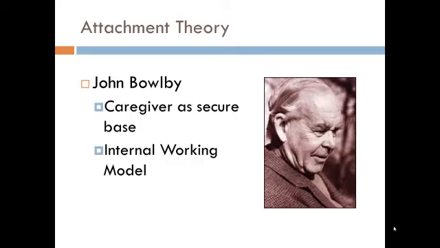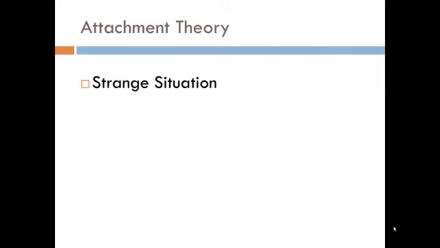Babies who have their needs met quickly and appropriately are going to develop an internal working model where they can trust other people and feel safe with them. A baby whose needs aren't met is going to develop an internal working model where they feel mistrustful of other people and that they don't feel safe with them. So after he developed this theory, they needed a way to test it, and he had a graduate student named Mary Ainsworth who developed a task we refer to as the strange situation.